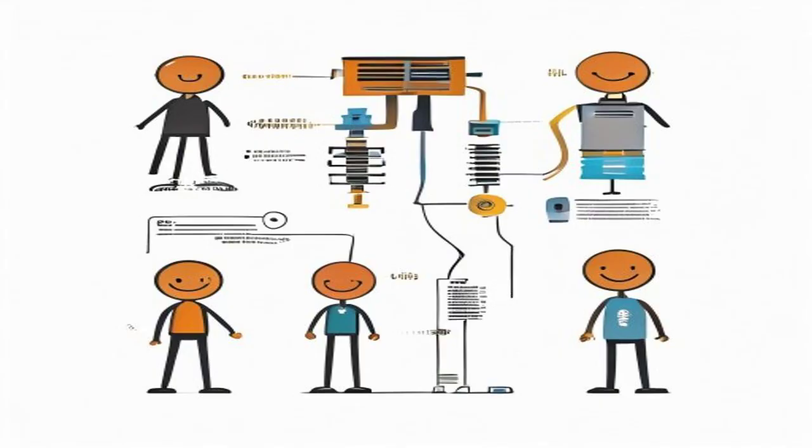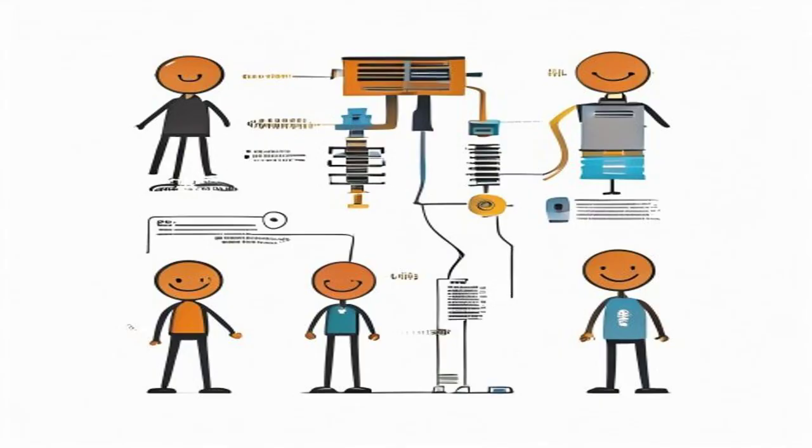Starting with air-cooled engines. Air-cooled engines are relatively simple and use a combination of airflow and metal fins to dissipate heat. They're often used in smaller vehicles and motorcycles. Next up, we have liquid-cooled engines, which use a liquid coolant to absorb and transfer heat. These systems are more complex and are often used in larger vehicles.